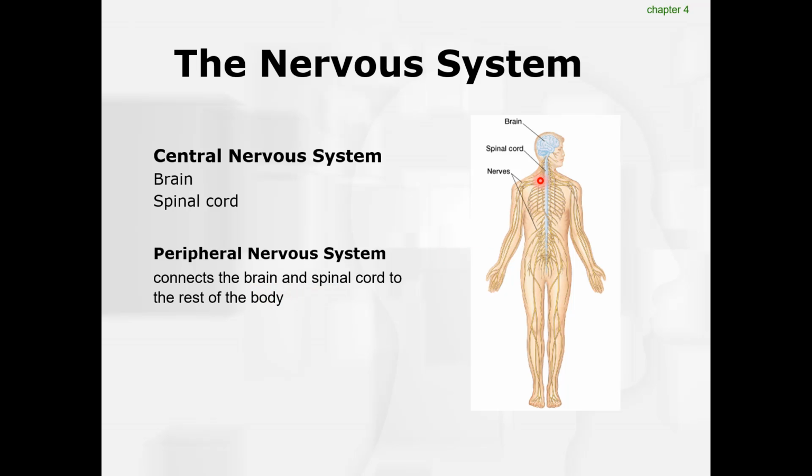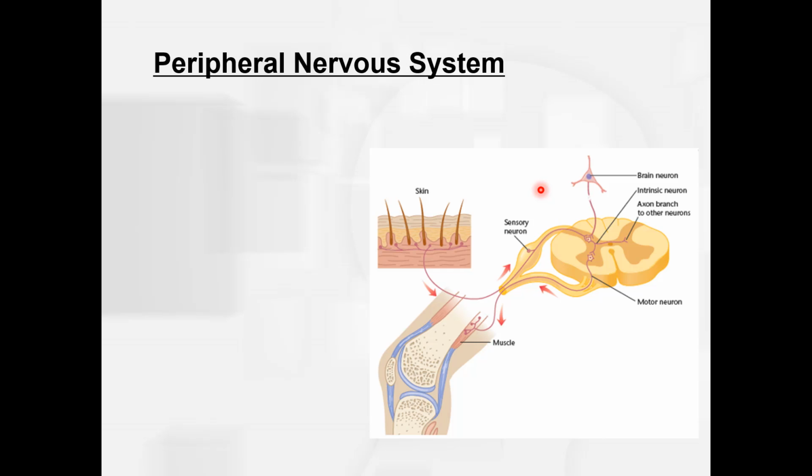So again, it takes that information out of the central nervous system and brings it back into the central nervous system. We have motor nerves, which are going to be connected to the muscles and start from motor neurons within the spinal cord. And we have sensory nerves that bring that incoming sensory information from sense receptors in our skin into the sensory neurons outside the spinal cord.